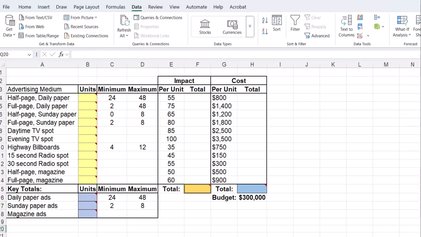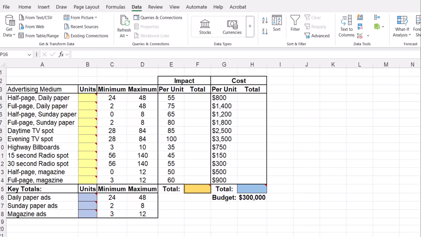And so when you get your magazine numbers in, you're going to pick the largest of those 2 minimums for half and full page, and then of course the largest of your maximums. And you keep going that way until you've got your key totals and all of your minimums and maximums in place. All right, so I've got all my minimums and maximums together. And now what I need to do is start looking at my impact.